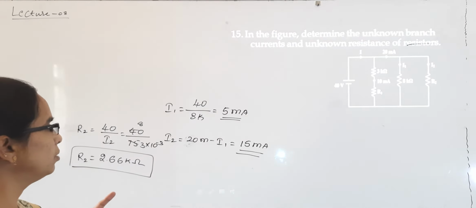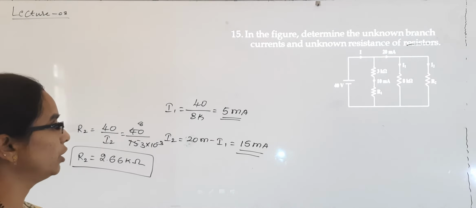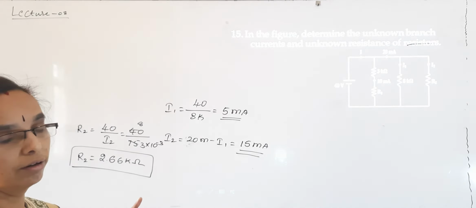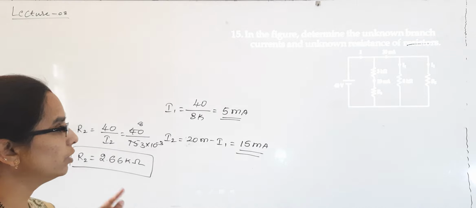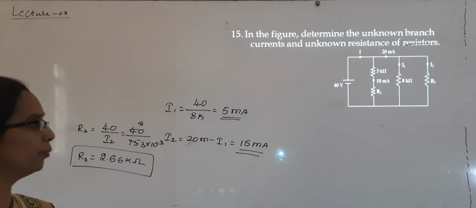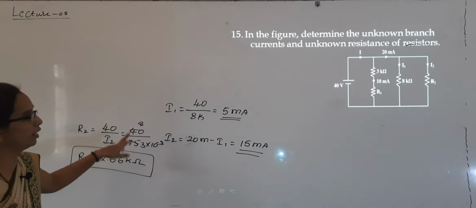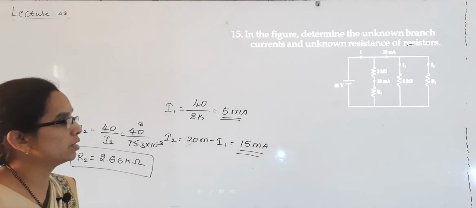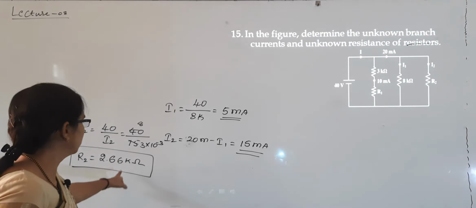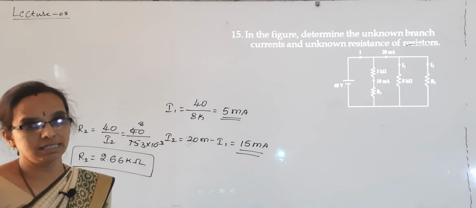I1 we got as 5 milliamperes, I2 as 15 milliamperes remaining from 20 milliamperes. We got the I2 value, then calculate R2. The voltage across that R2 is 40 volts. 40 volts divided by the 15 milliamperes, which is the value of I2, will give the value of resistance.